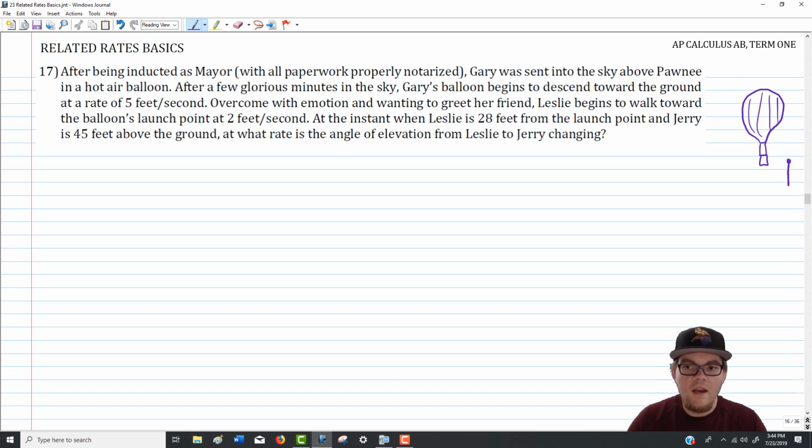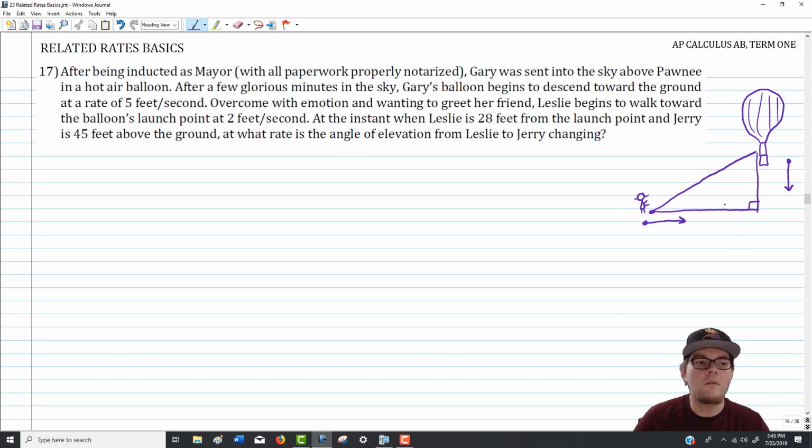They tell us in the problem that the hot air balloon begins to descend towards the ground. While it's descending, we have Leslie Knope over here, and Leslie begins walking toward the balloon's launch point. So Leslie's walking in the direction of the balloon. If we try to picture all of this, they're talking about angle of elevation as well, so it's something to consider. Basically what we've got is another Pythagorean relationship. In fact, I think this one was only thrown in at the end because I wrote it later, since I felt like you needed more practice with it. So there is our triangle.